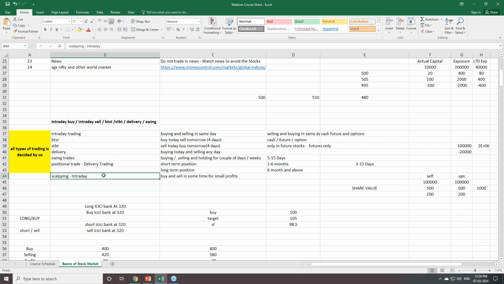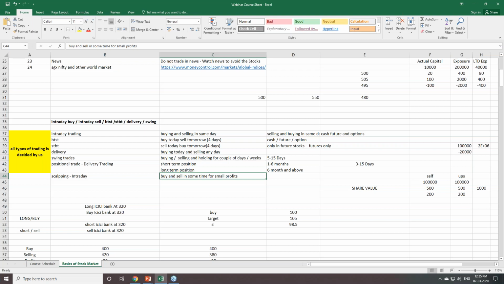Next, scalping method. Scalping method in the sense, number one, it's a pure intraday method. That is, we will be closing the positions on the same day, buying and selling in a short time for small profits. That means we'll buy a share for 100 rupees and we'll sell it for 101. That is for a small profit, 1%, half percent, 0.75%, 1.5%. So we'll do multiple trades in the same day in different scripts, or maybe in the same scripts, for small profits. That is called scalping trades.